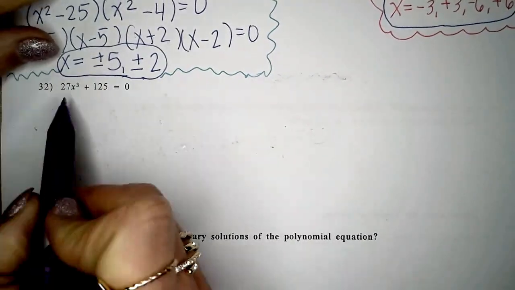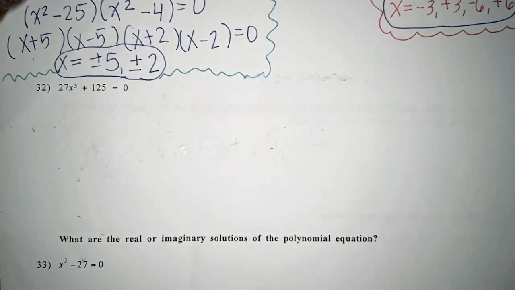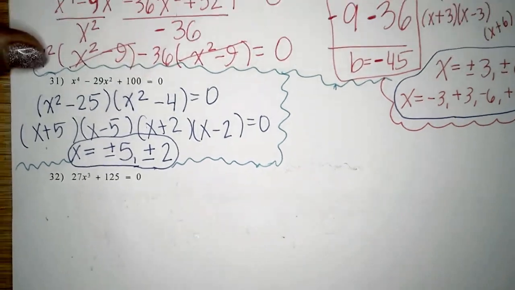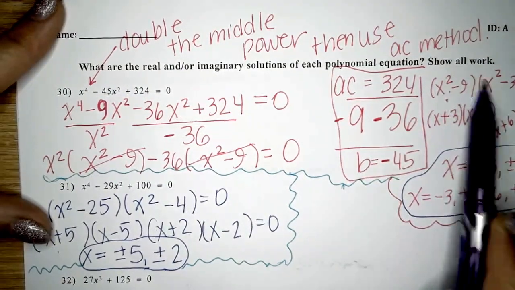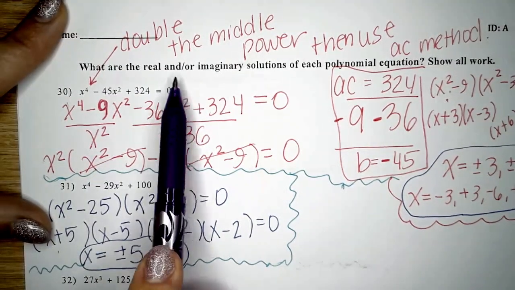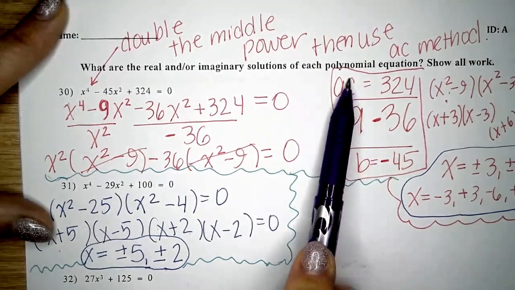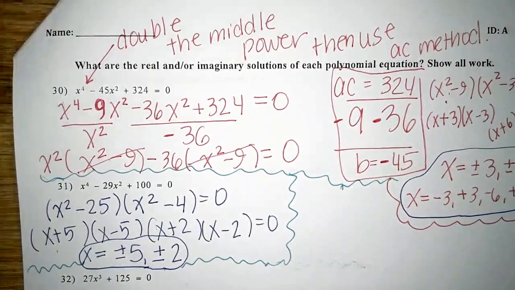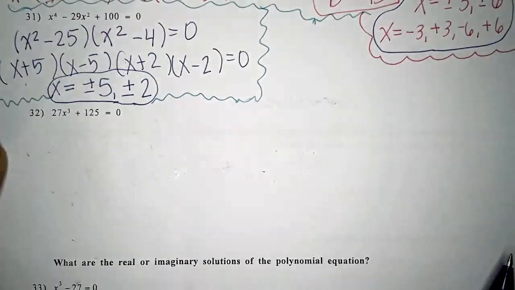Okay, so here, the directions. When you don't have directions right above a question, if you want to know what they are, you're going to look above on the paper for the bold directions, okay? The bold directions apply. So it says, what are the real and or imaginary, remember we did imaginary numbers, solutions of each polynomial equation. So we already did 30 and 31. We started this one, but I'm just going to restart it.